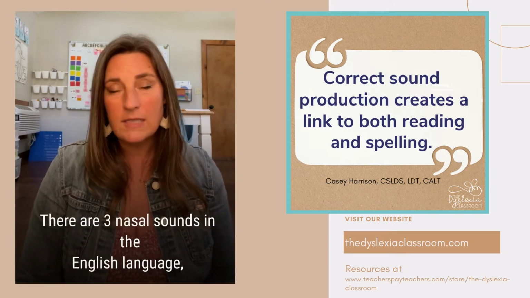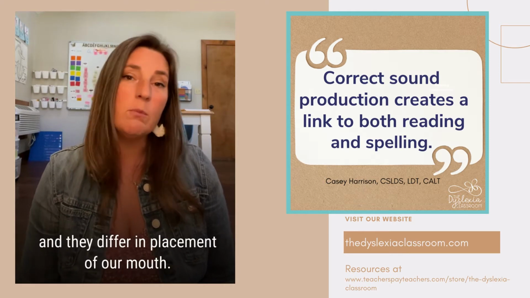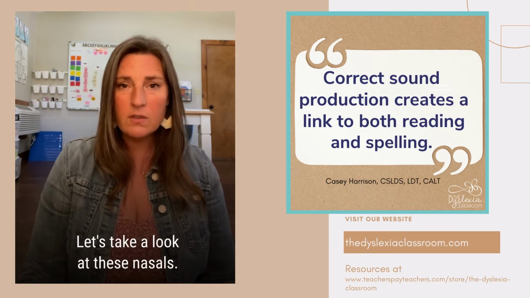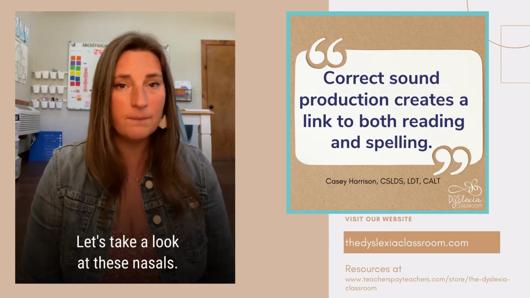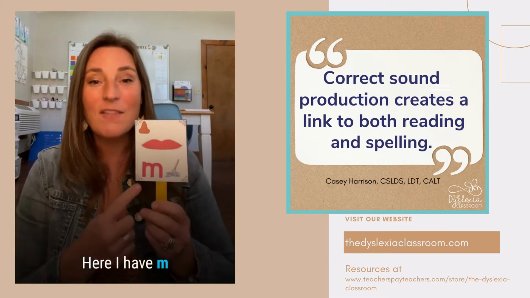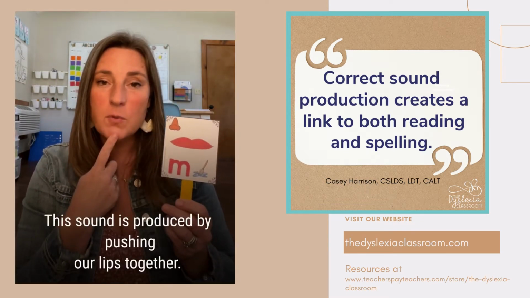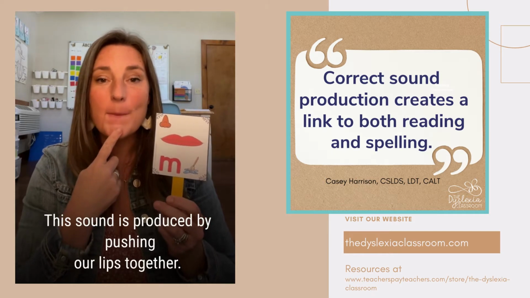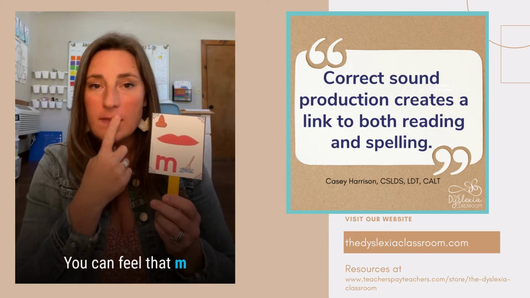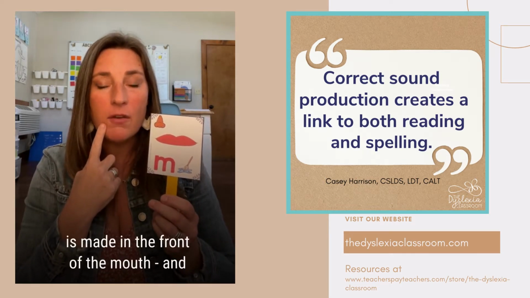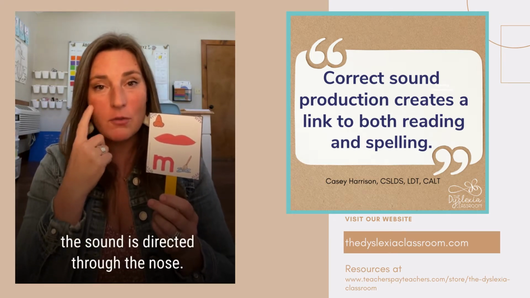There's 3 nasal sounds in the English language, and they differ in placement of our mouth. So let's take a look at these nasals. All right, so here I have /m/. This sound is produced by pushing our lips together, and you can feel that the /m/ is made at the front of our mouth, and the sound is then directed out through our nose.